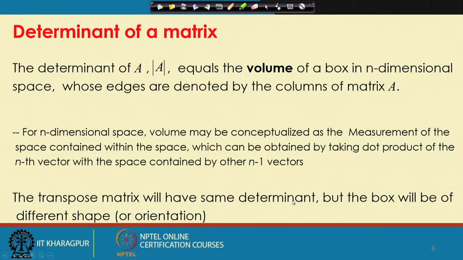The transpose matrix will have the same area or the same volume, except the shape will be different. We have seen for 2D that the transpose matrix gives a differently shaped parallelogram. The area is the same. So, the shape or the orientation will be different, however, it will have the same determinant or the same volume with the same magnitude and the same sign.